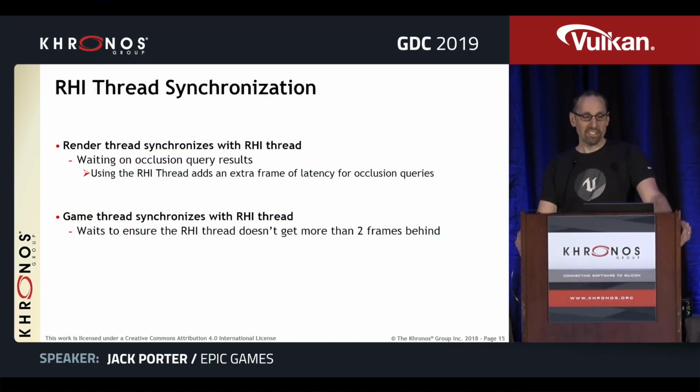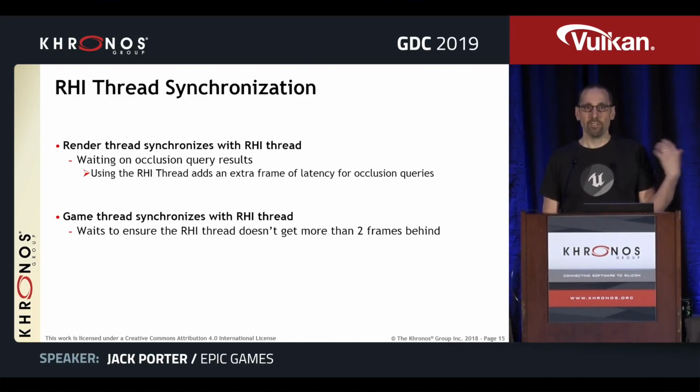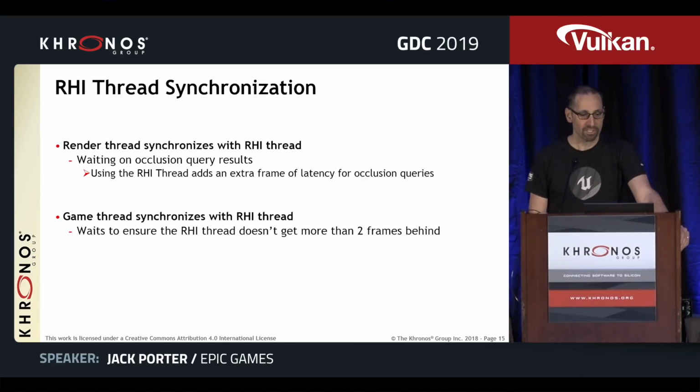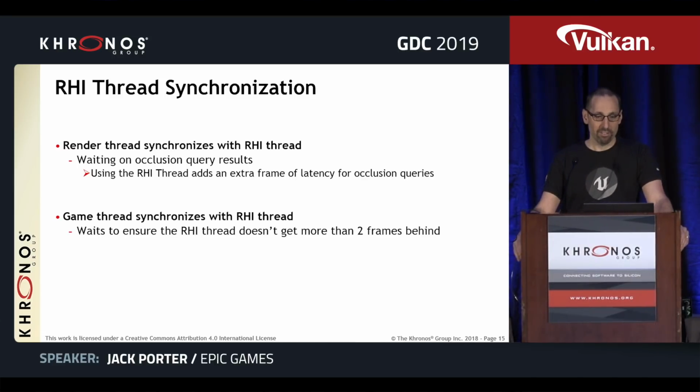So we synchronize in two places. First of all, we need to wait on occlusion queries. Our visibility code, if you recall in the previous slide, was happening in the middle render thread, but occlusion query results are going to be available in the RHI thread sometime later. We do have an extra frame of latency when the RHI thread is enabled for our occlusion queries. I'll talk a little bit about how we address some of that synchronization issue in a little bit. The game thread also simply waits on the RHI thread to make sure we don't get too many frames ahead.